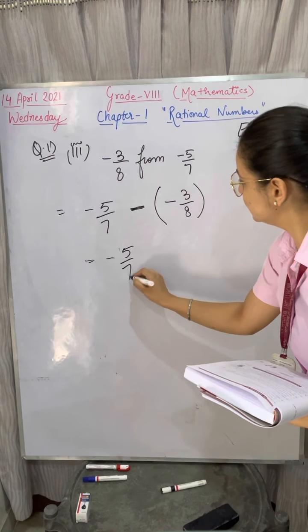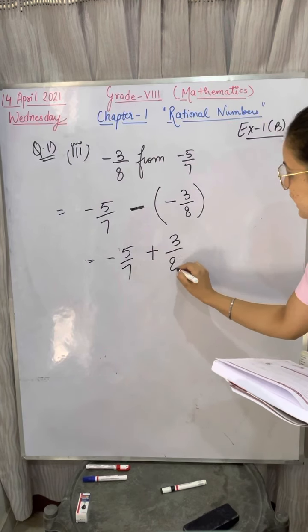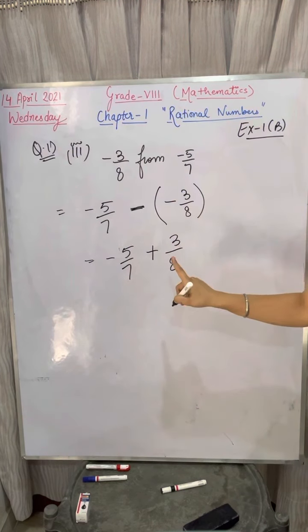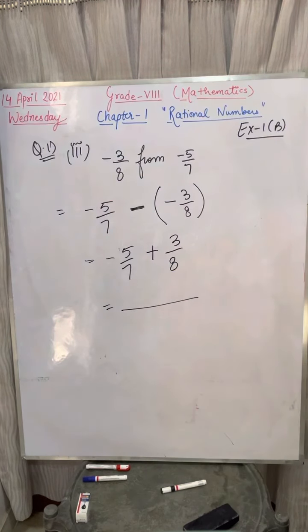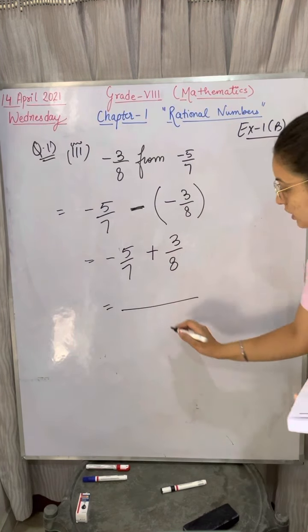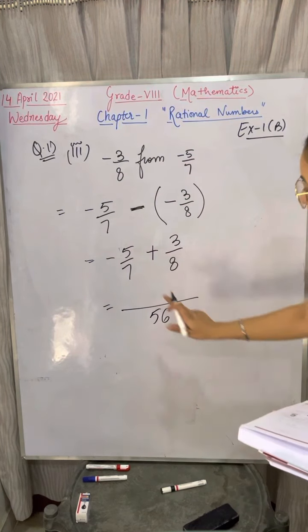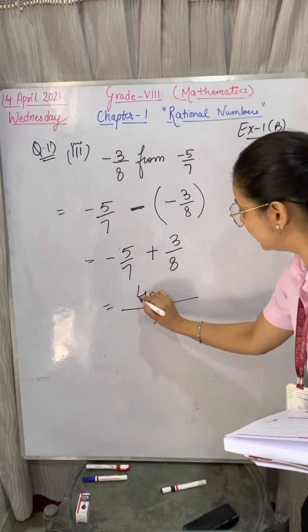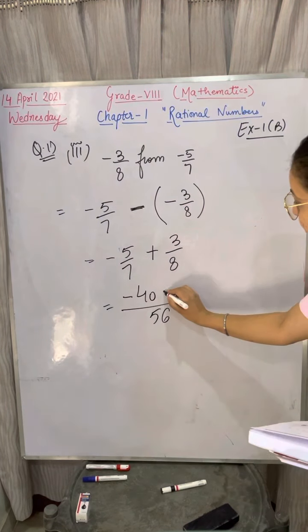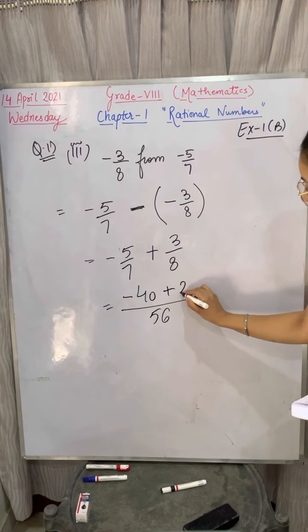Minus 5 upon 7, minus minus will become plus 3 upon 8. Now 3 upon 8 will be as it is. LCM of 7 and 8 will be, very good, 56. 7 8s are 56, 8 5s are 40 and minus sign of this. Okay, plus 8 7s are 56 and 7 3s are 21.